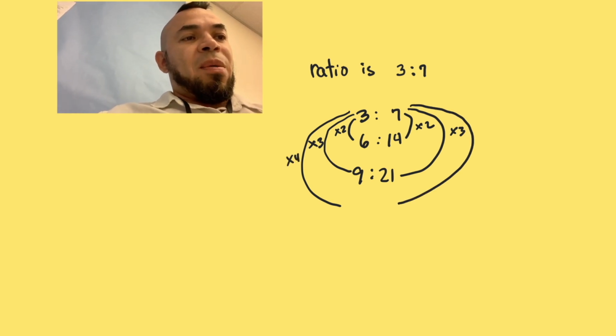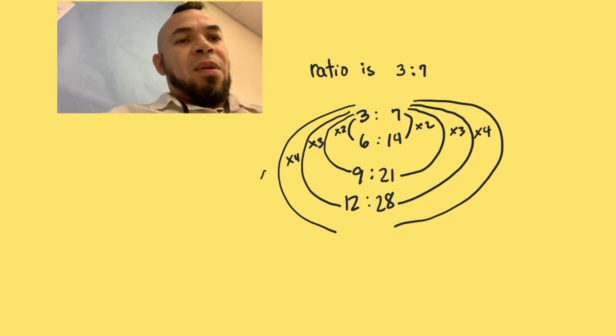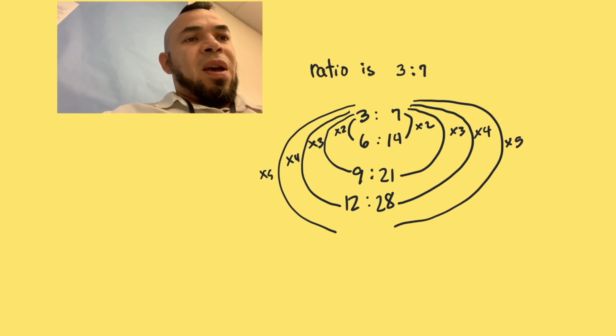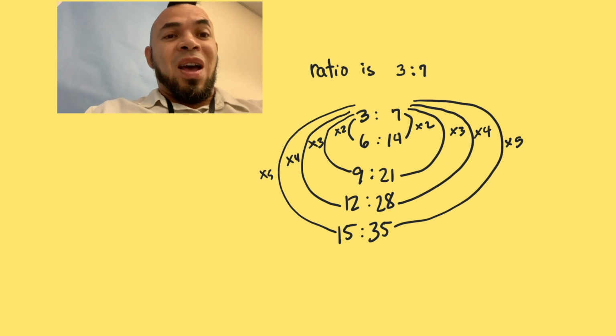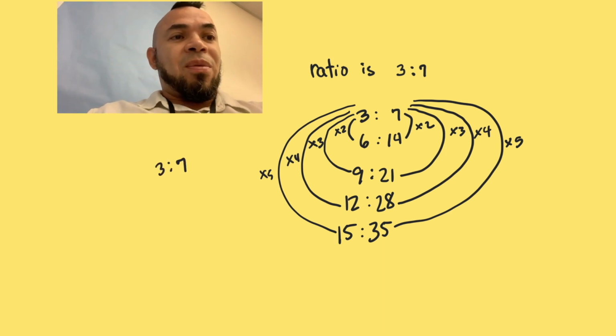Real easy, now I'm going to do times 4. 3 times 4 is 12, and 7 times 4 is 28, and I can do times 5. 3 times 5 is 15. 7 times 5 is 35. And I could keep going that way, but now I have a whole bunch of equivalent ratios. I have 3 to 7, 6 to 14, 9 to 21, 12 to 28, and 15 to 35.